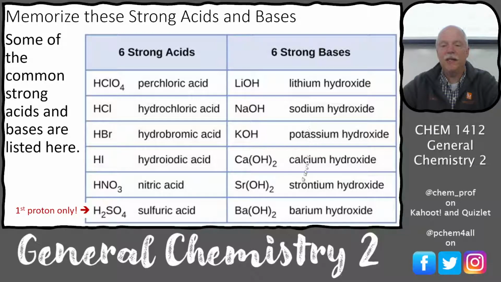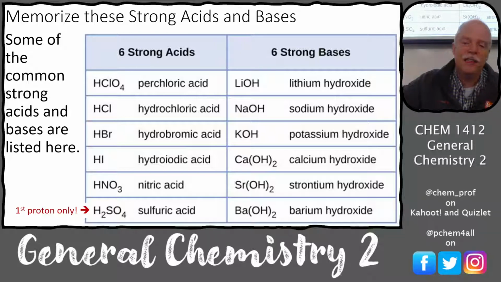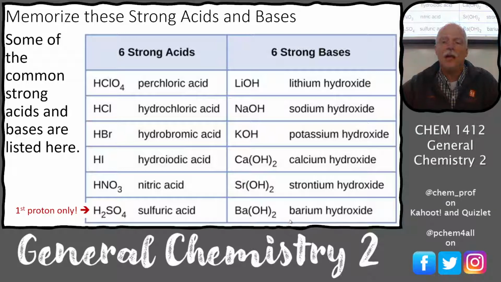The strong bases, what do you see as a trend over here? There's a trend here. The alkali metals, lithium, sodium, potassium. This would also be rubidium and cesium hydroxide. It's just, those are pretty rare elements. And so these are the most common ones. And then the group 2 elements give 2 hydroxides each. So calcium, strontium, and barium.